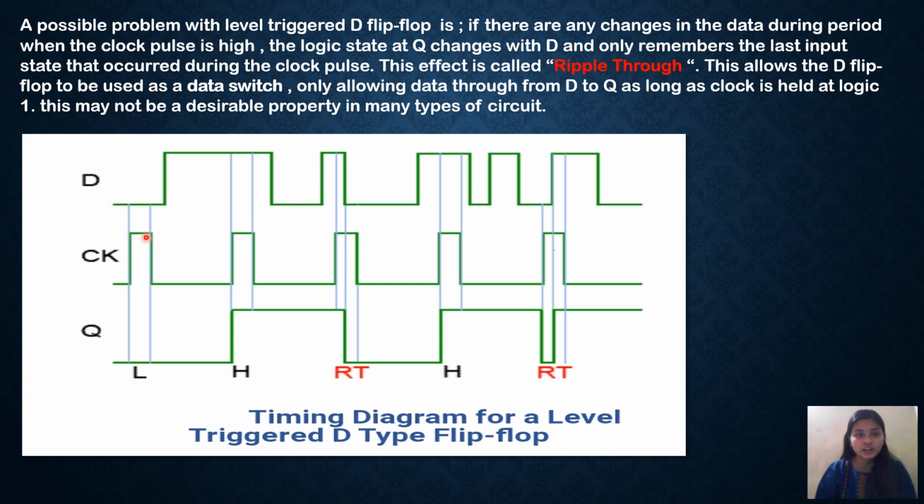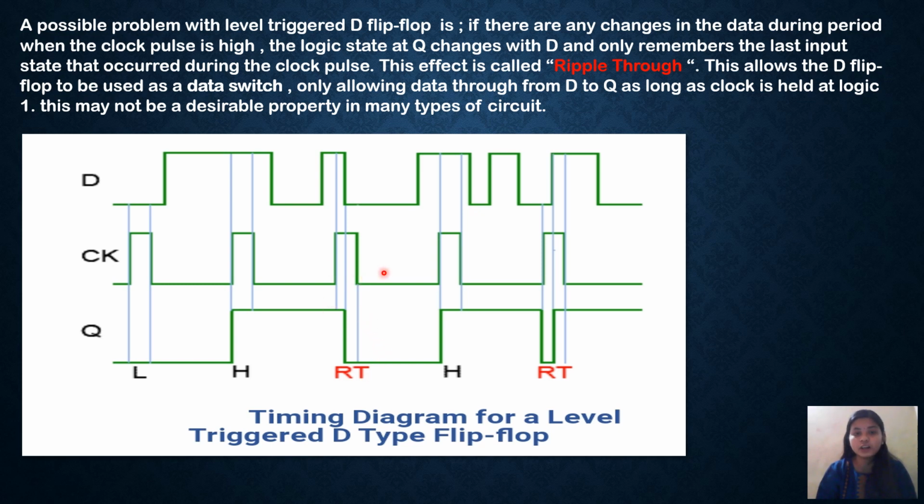Here, when clock is at 1, data is at 0, hence Q is at 0. Next, when clock is at 0, Q retains its previous state, that is 0. When clock is at 1, data is at 1, hence Q is at 1. Next, when clock is at 0, the Q retains its previous state, that is 1. Now, here, when clock is at 1, the data is transitioned from 1 to 0. The same is reflected in the output.